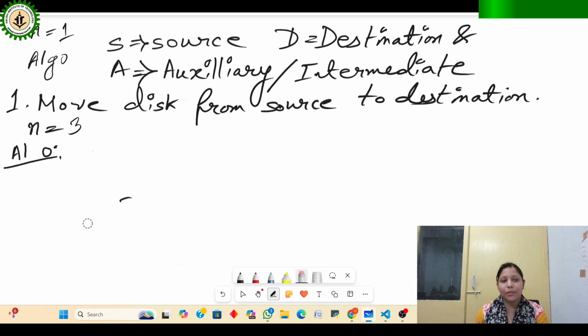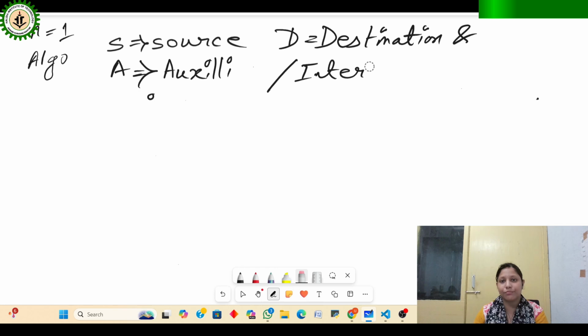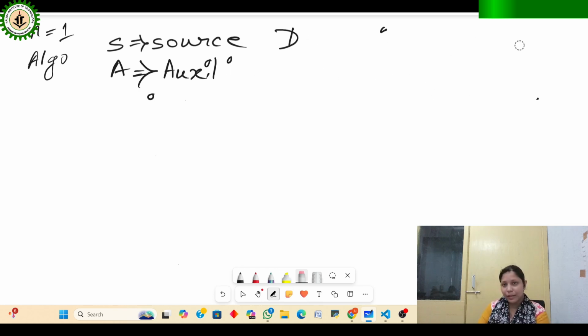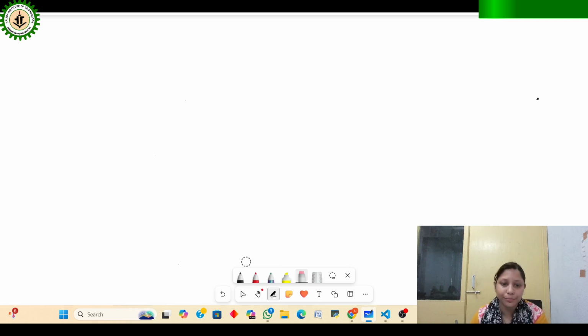And from this algorithm, we can write the pseudocode as well. Okay, let's write the pseudocode. That was the algorithm, and before that we wrote 3 rules of Tower of Hanoi, and then we wrote the algorithm with n equal to 1 disk, n equal to 2 disks, and n equal to 3 and more than 3 disks. Now we will write the pseudocode.